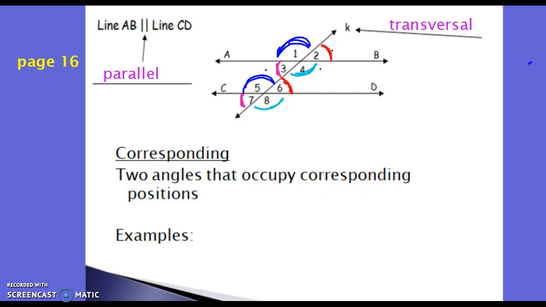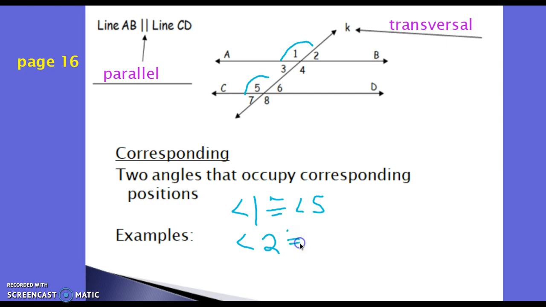Now, the neat thing about corresponding angles is that they are also equal. So again, what do I have here? I have angle 1 will be equal to angle 5. They're in the same corresponding spots on the upper left. Angle 2 corresponds to angle 6. That's these right here. Angle 3 corresponds to angle 7, and angle 4 corresponds to angle 8, and corresponding angles are equal if the lines are parallel.